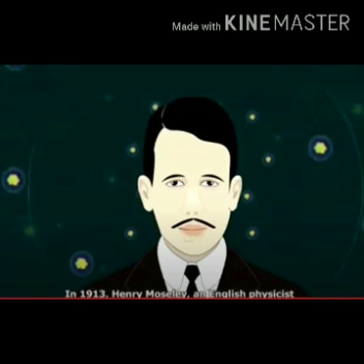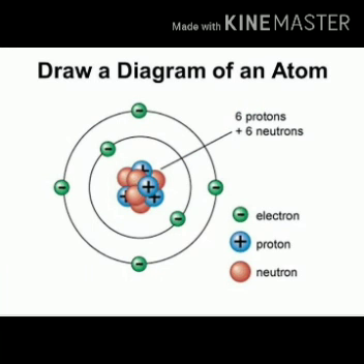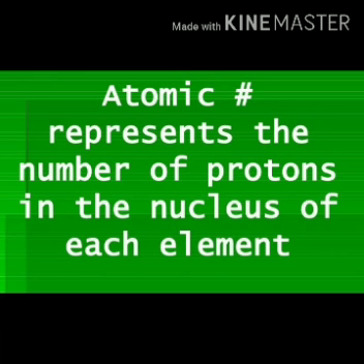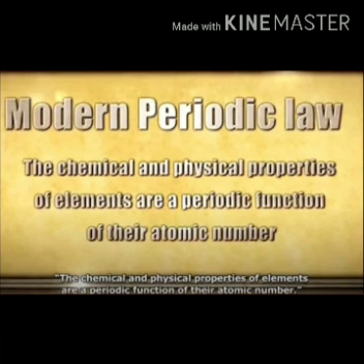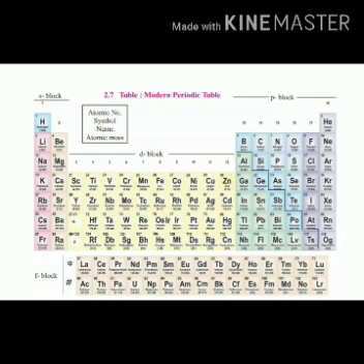In 1913 AD, Henry Moseley performed an experiment using an X-ray tube. He concluded that atomic number is the positive charge in the nucleus, which is due to protons. Hence, atomic number is more important than atomic mass. According to Henry Moseley, his law states that properties of elements are a periodic function of their atomic number. Students, do you know the modern periodic table is also known as the long form of the periodic table?